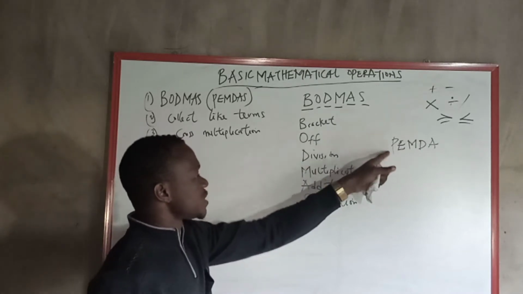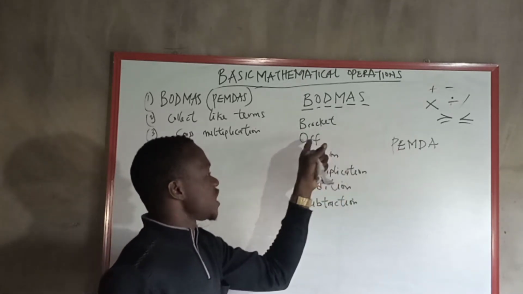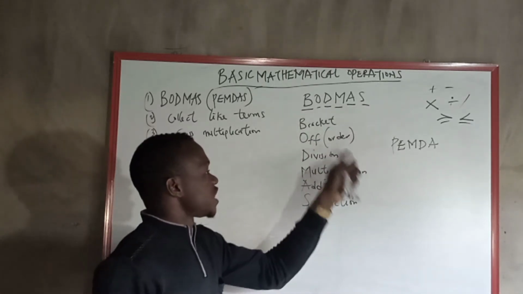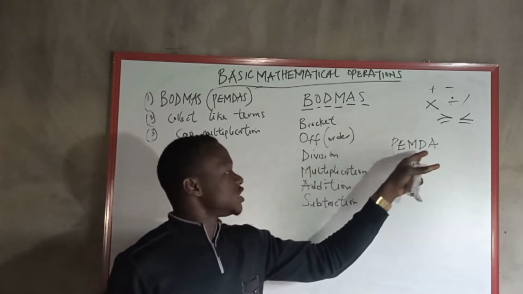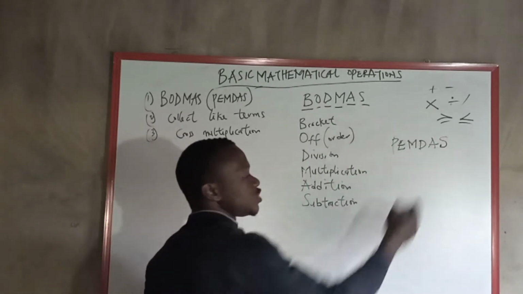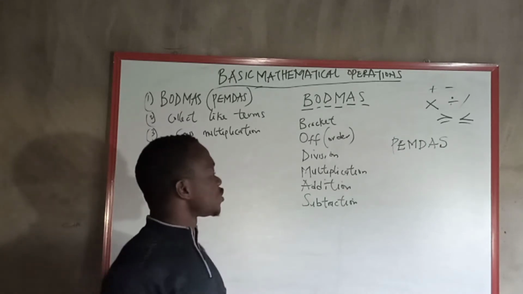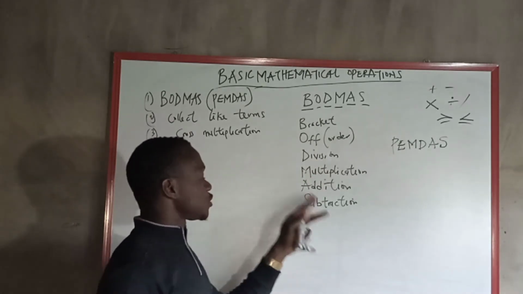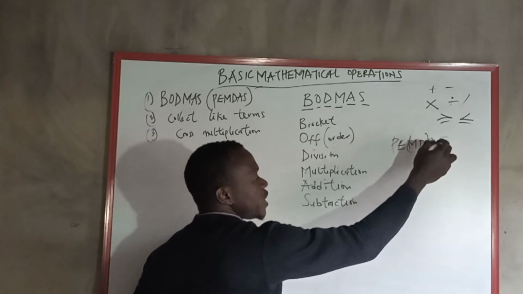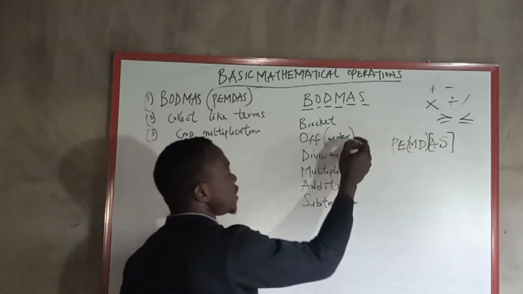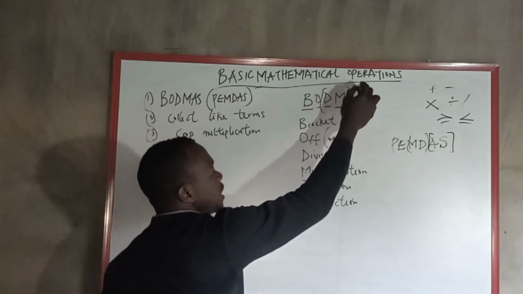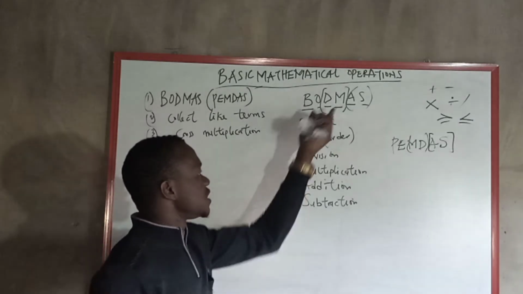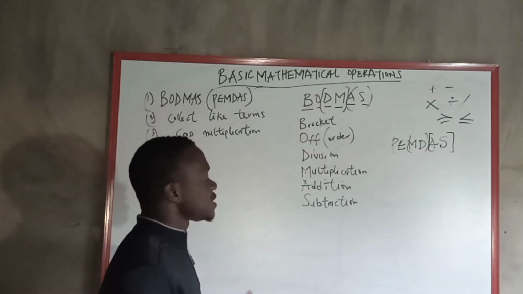Now, for PEMDAS, P is our parentheses, which are bracket also. E is our exponential, which is our of or order or exponential. Now, M is for multiplication, division, addition, and subtraction. So when you are solving a question that requires division and multiplication, most times you can solve them together. Addition and subtraction, you can solve them together. But these bracket and of, you have to solve them separately. And these two, you have to solve them separately. So let's dive into it.